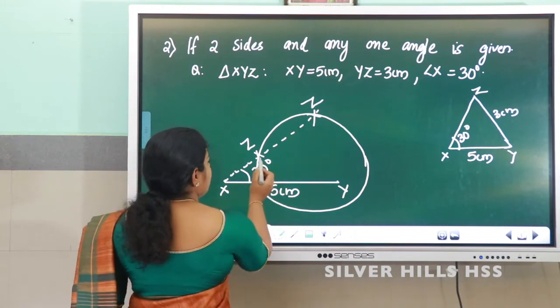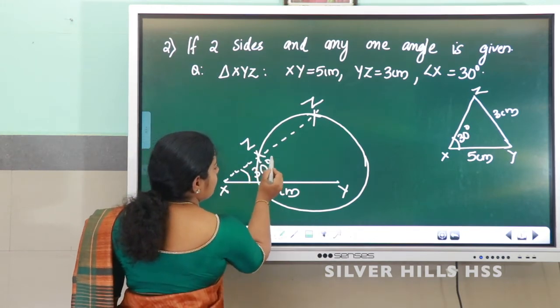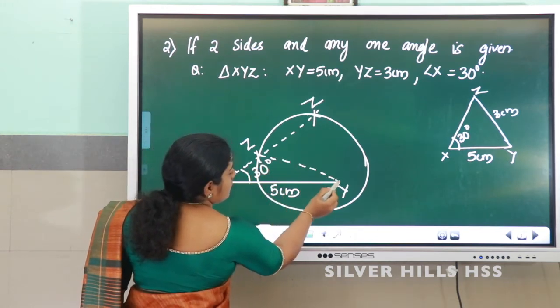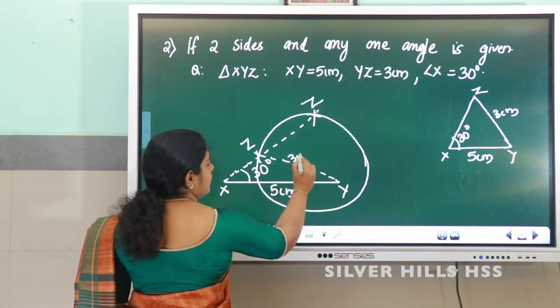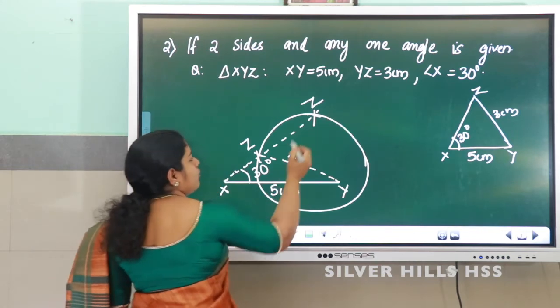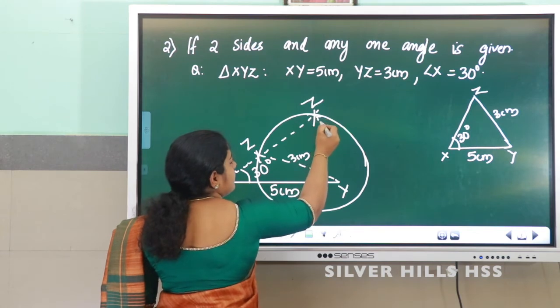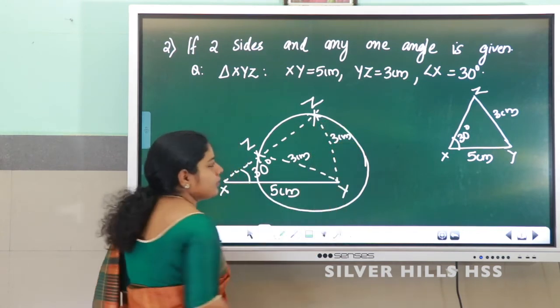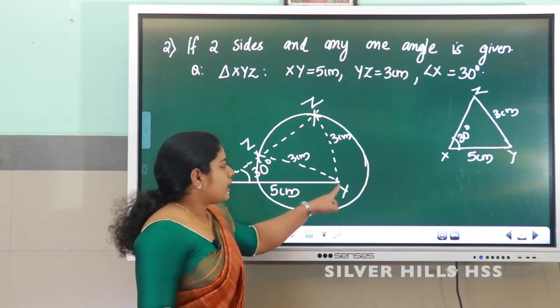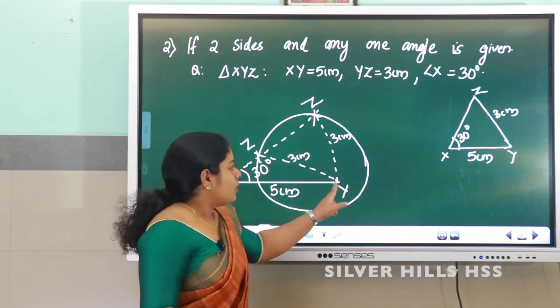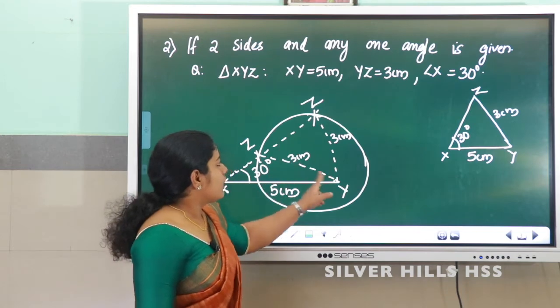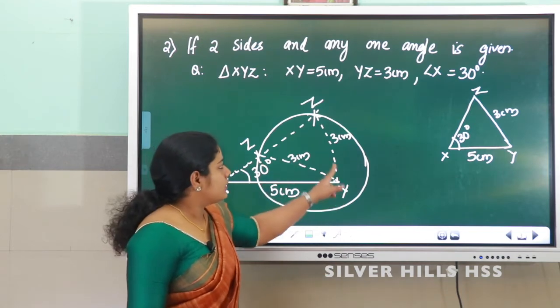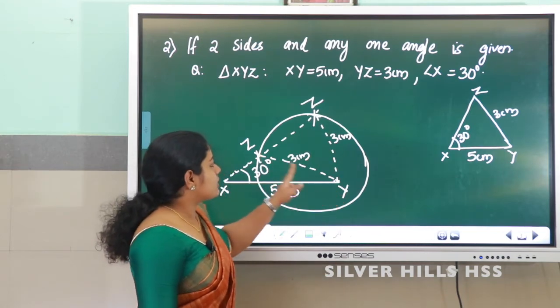If you are choosing this point as Z, we have to join this YZ. This will be 3 centimeter. And if you are choosing this point as Z, if you are drawing this line, this also will be 3 centimeter, because we know that from Y we have drawn a circle. So, this radius is everywhere 3 centimeter.